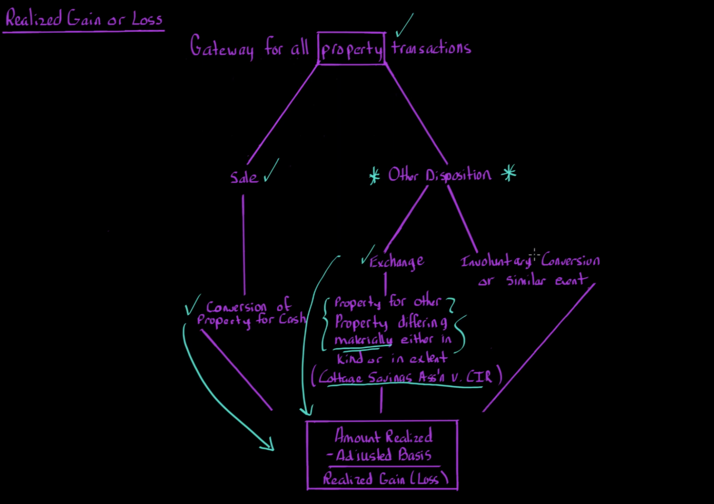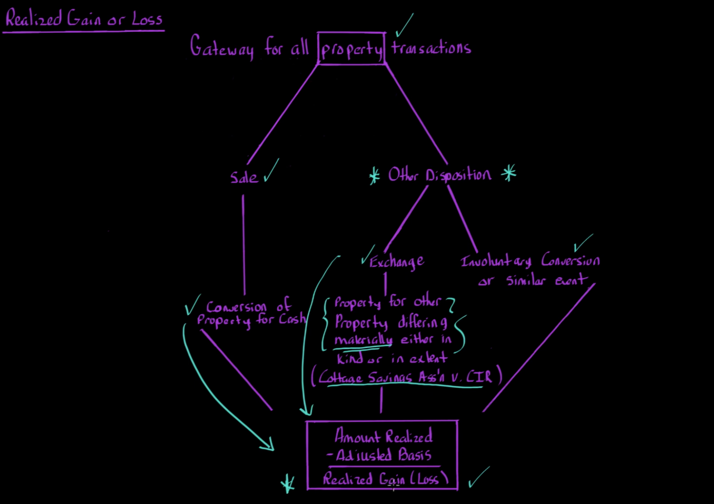Involuntary conversion, though, you don't have that ability. You don't have that choice, that volition. These are theft, seizure by the government, condemnation, natural disaster. And I say other similar events because there are other types of dispositions out there that are not as common, but these really are the big three to consider. So if you have a sale, exchange, or other involuntary conversion, where it's not your choice, then we have to calculate the realized gain or loss, which is the key in determining that realization event for income as well as losses.